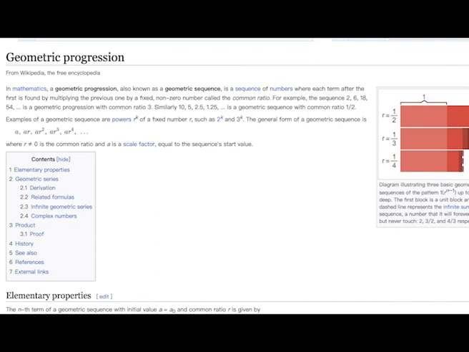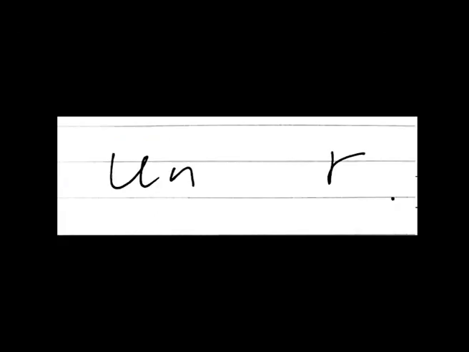A geometric sequence is a sequence of numbers where each term after the first is found by multiplying the previous one by a fixed non-zero number called the common ratio. This definition is probably kind of complex because it is from Wikipedia, but we can simplify it. We can assume the previous term to be un, and if the common ratio is r, we can arrive at one of the most basic characteristics of geometric sequences.